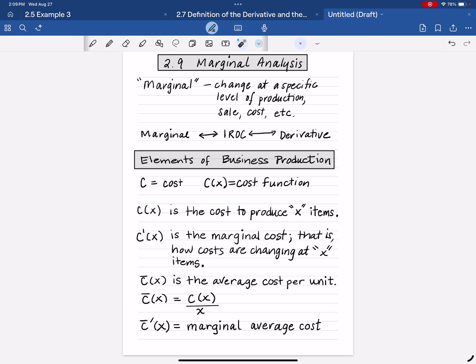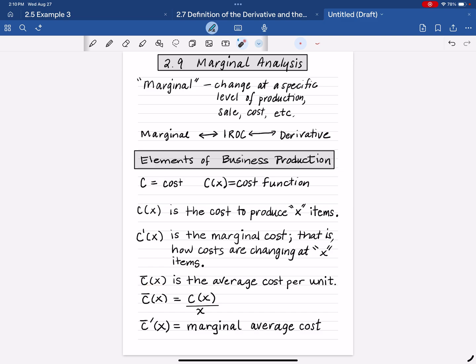And that means how costs are changing specifically at X items. So C prime of 5 would mean how the cost is changing at the level of 5 picnic tables. So it's going to tell you whether the costs are going up or down for the 6th table, because it's how it's changing at 5 which affects 6.